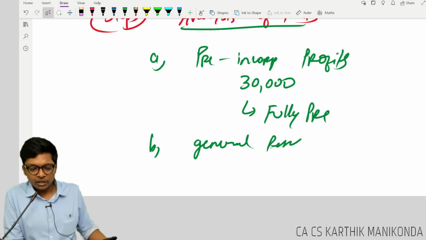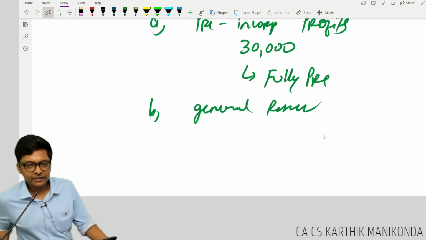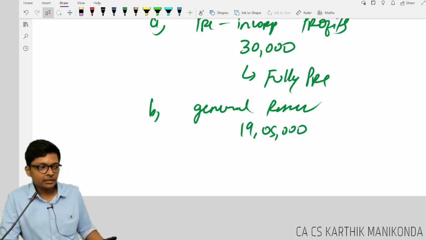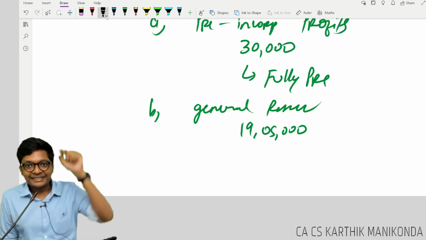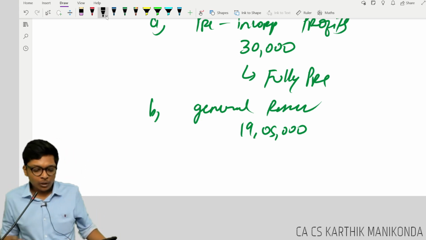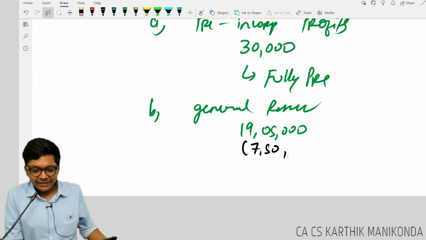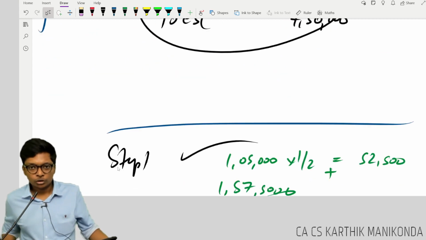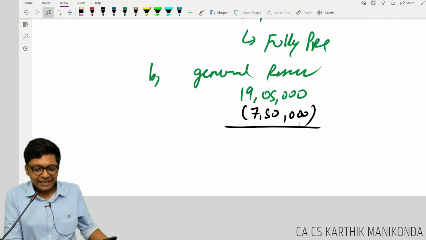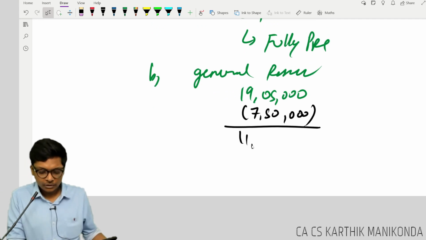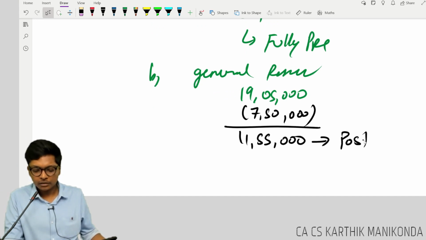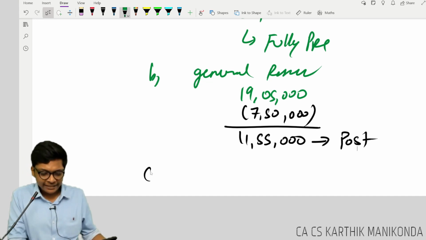General reserve will go for a change. How much is general reserve they are given? 19 lakh. Fully post only, but there is a reduction. General reserve has declined because of bonus. What's the decline, guys? 7 lakh 50,000. Sir, how, sir? This entry. Sometime back we passed this entry, correct? So 7 lakh 50 reduced. So balance general reserve now is 11 lakh 50,000. This will be fully post.